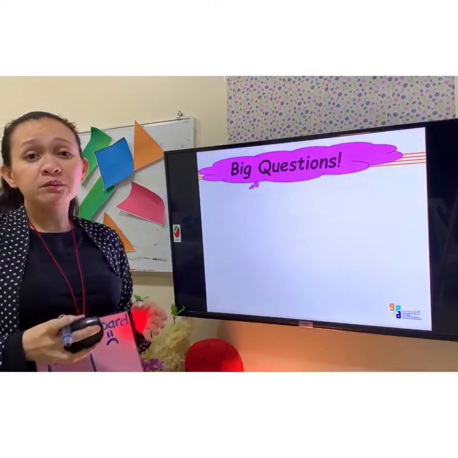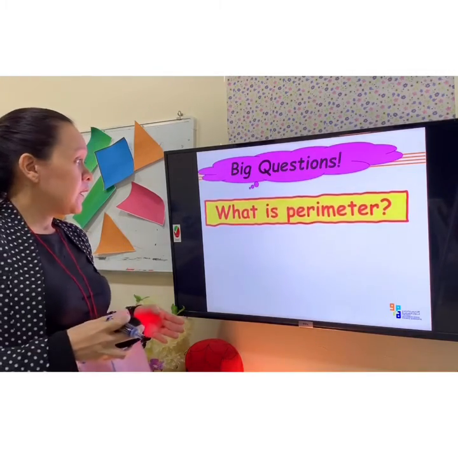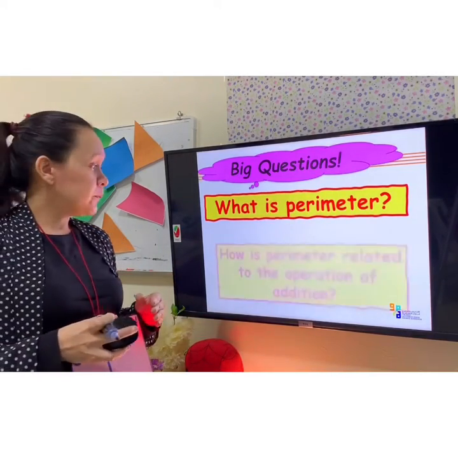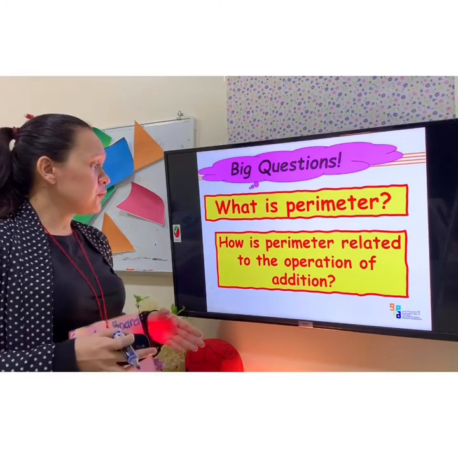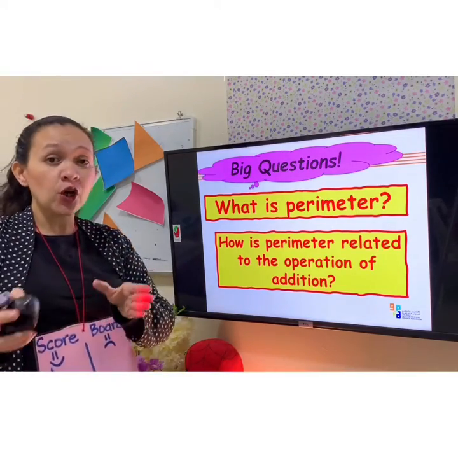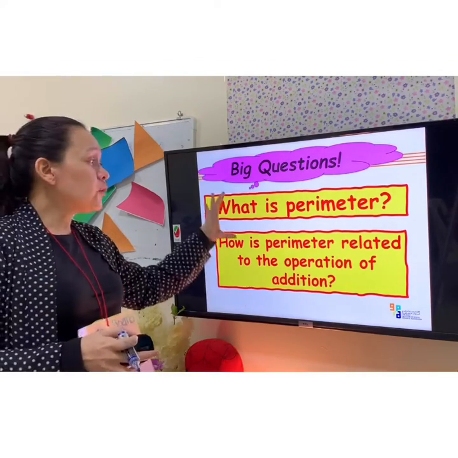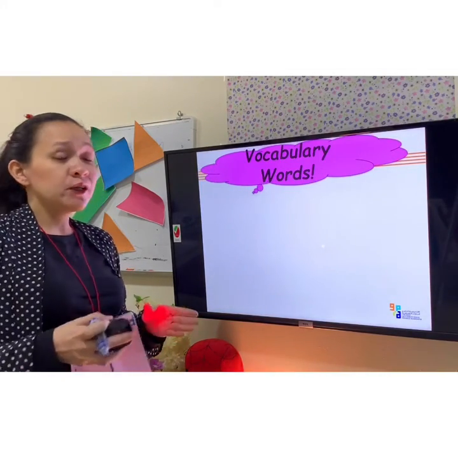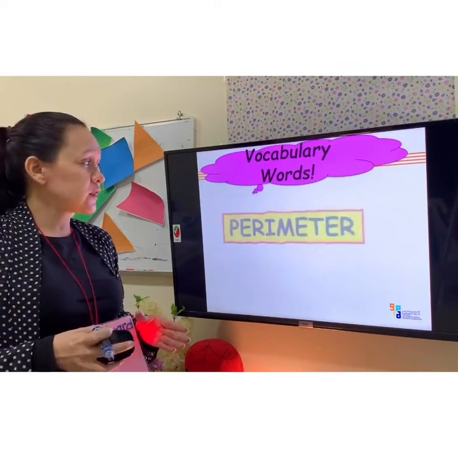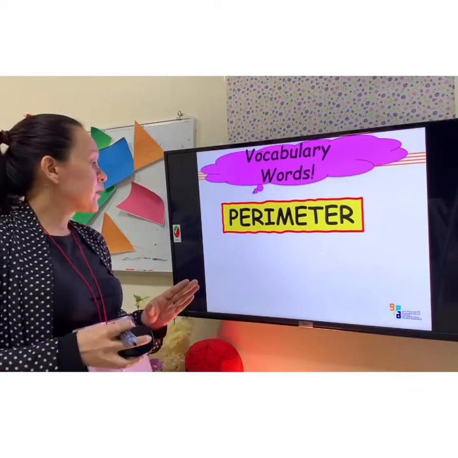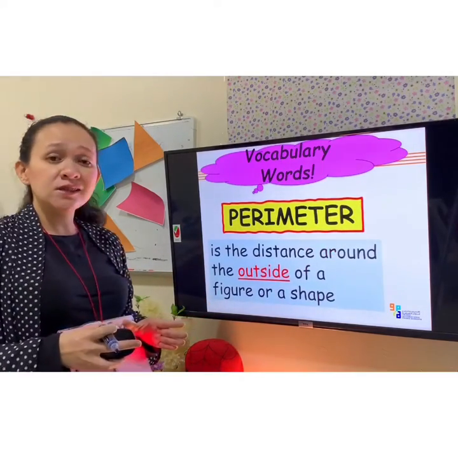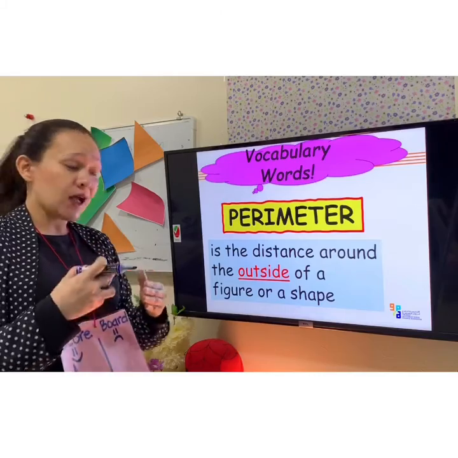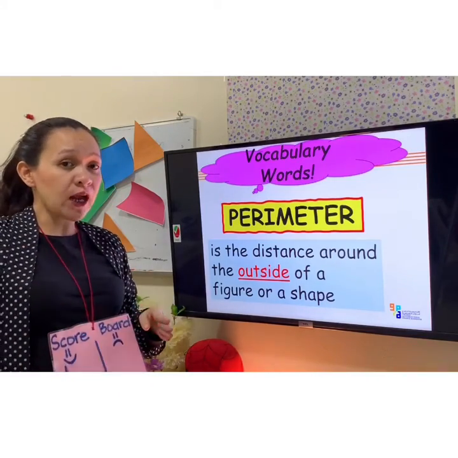Now let's move. Here are our big questions for today. What is perimeter? And how is perimeter related to the operation of addition? We are going to answer all of these questions later. Now here is our vocabulary word. Perimeter. Perimeter is the distance around the outside of a figure or a shape.